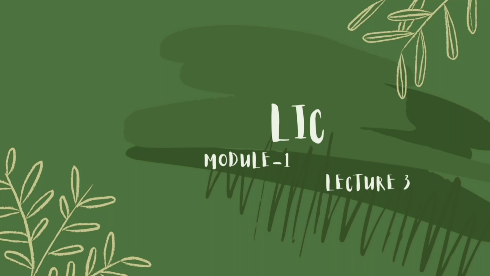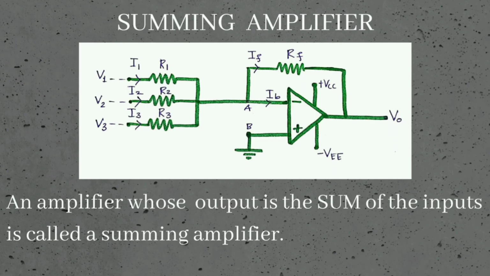Module 1, Lecture 3. So today we will be starting with the summing amplifier. So what is a summing amplifier? An amplifier whose output is the sum of the inputs is called a summing amplifier.